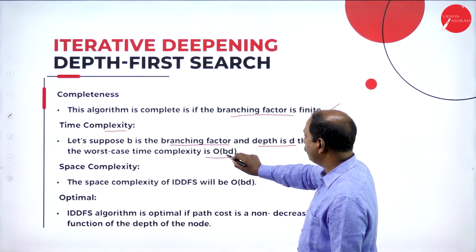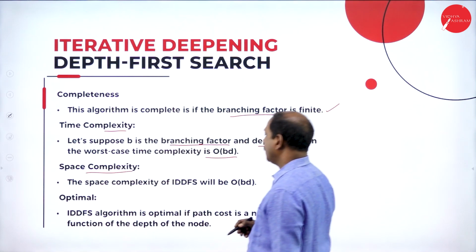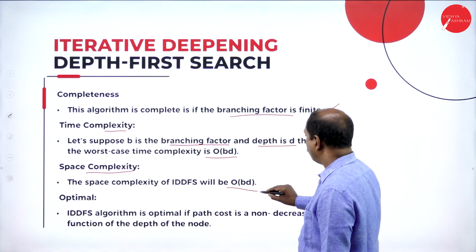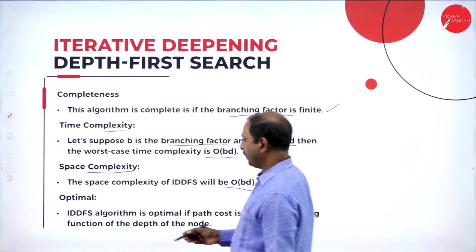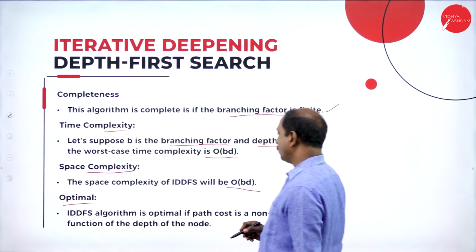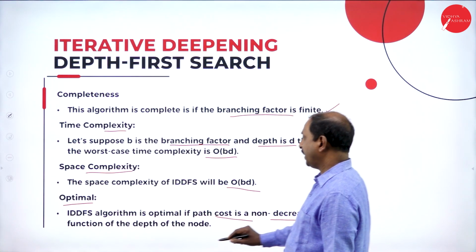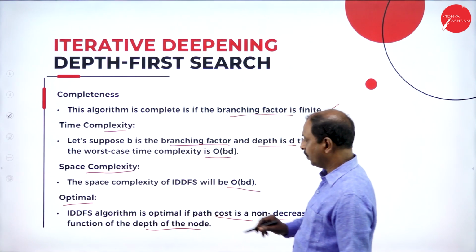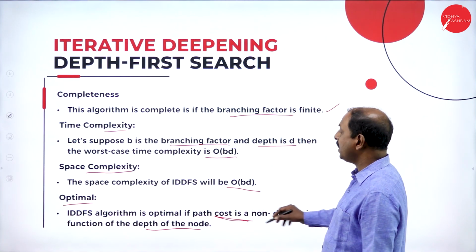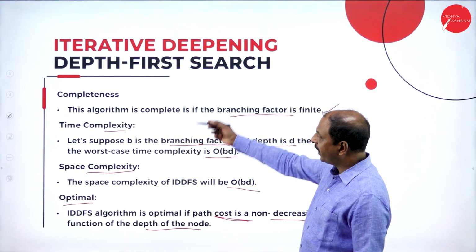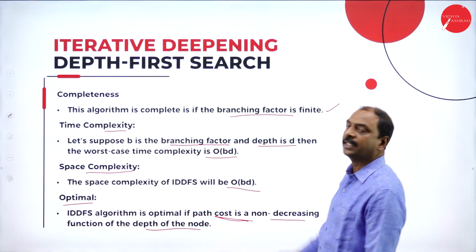So this is order of b^d. This is the time complexity, and the space complexity will also be order of b^d. Now, is it optimal or not? It is optimal if the path cost is a non-decreasing function of the depth of the node. So it is optimal only if the path cost is not decreasing. These are all the factors of the iterative deepening depth first search algorithm.